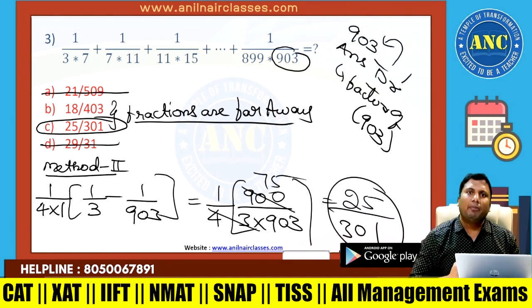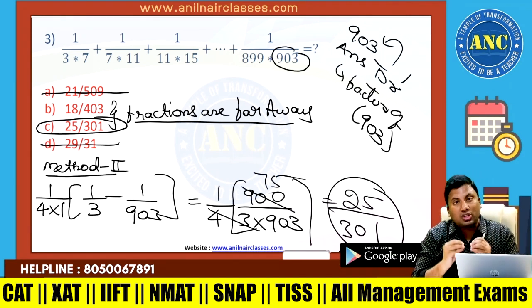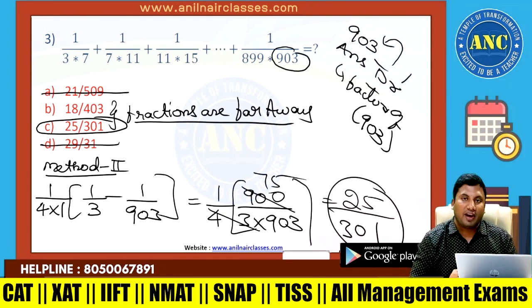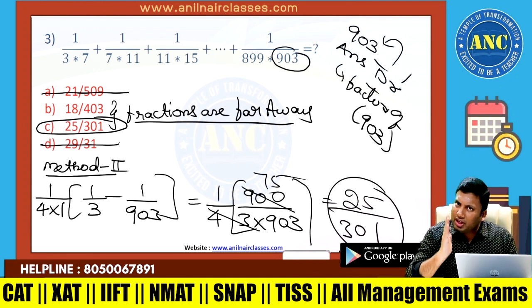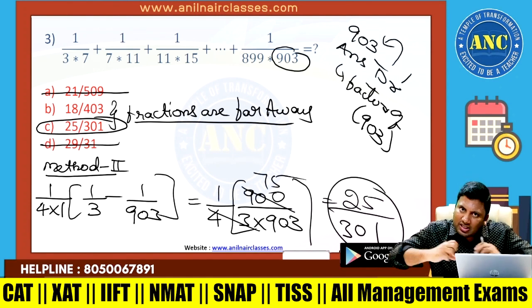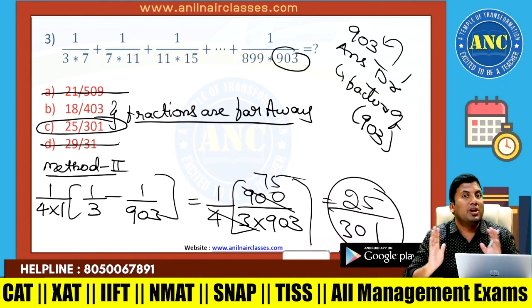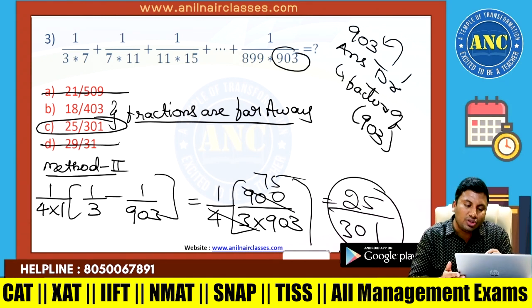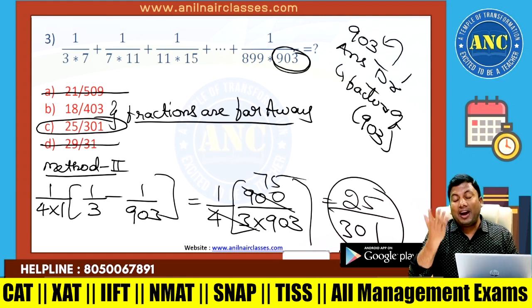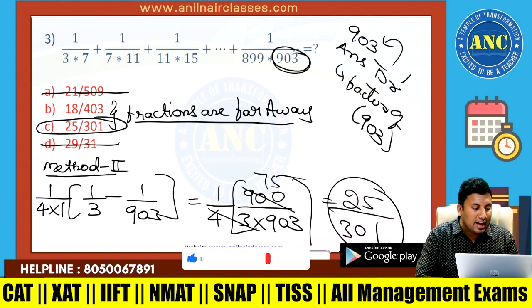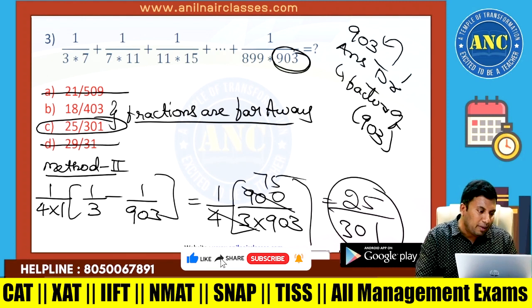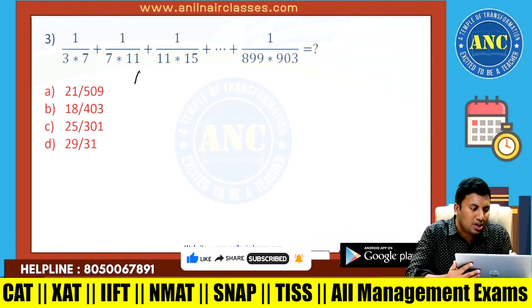Even if you forget method 2, you can still solve this question by using the approximation method. That also I will tell you. The approximation method is used when the answer option fractions are very far away from each other. Don't use the approximation method if answer options are close to each other. Use the denominator factor concept just to eliminate answer options. We are stuck between 18 by 403 and 25 by 301. Now, the approximation approach.